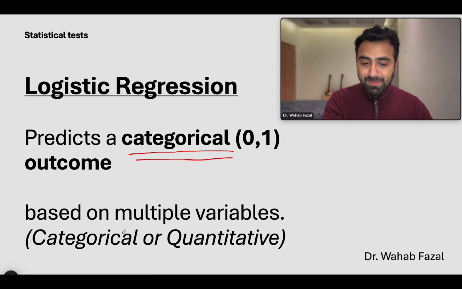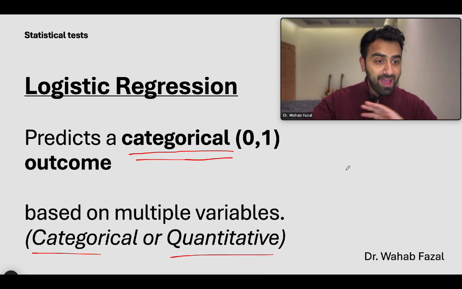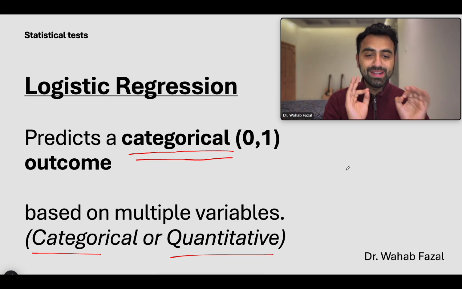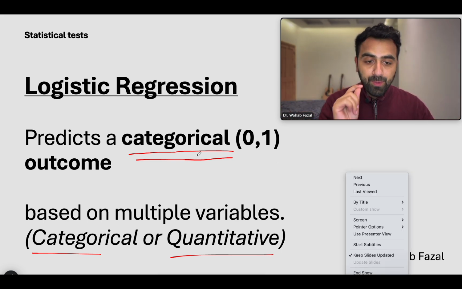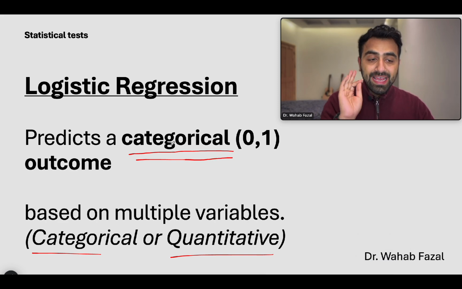Based on multiple variables. This can be categorical or quantitative. What does this mean? I have a lot of examples for this particular test because I want you to understand this very, very well. But what I first want you to understand is that the outcome in this case will always be a 0 or 1.